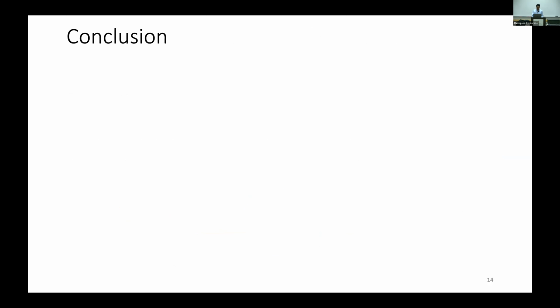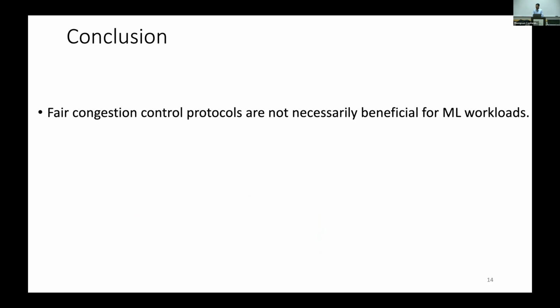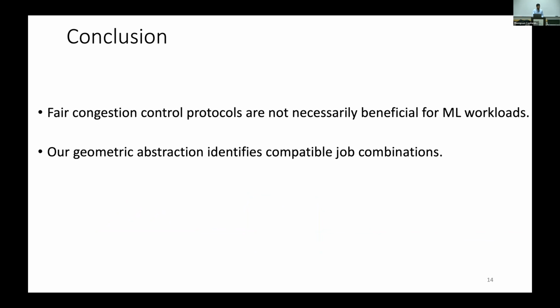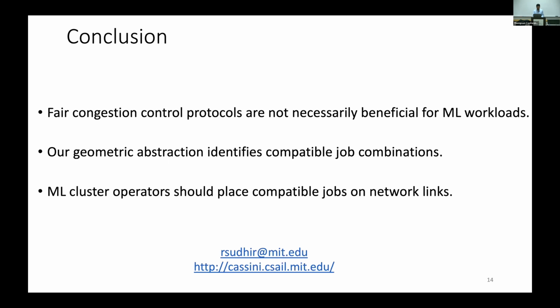Our work demonstrates that fair congestion control protocols are not necessarily beneficial in ML clusters. Our geometric abstraction gives us a simple tool to identify which job combinations are compatible. And we argue that ML clusters should take job compatibility into account and only place compatible jobs on network links.